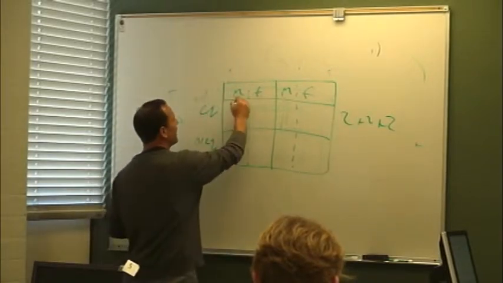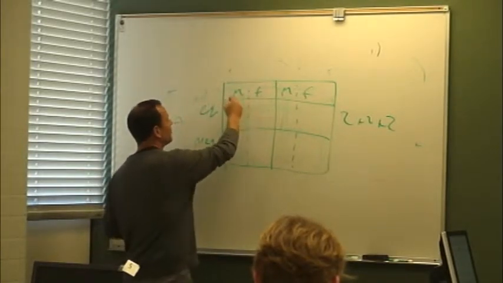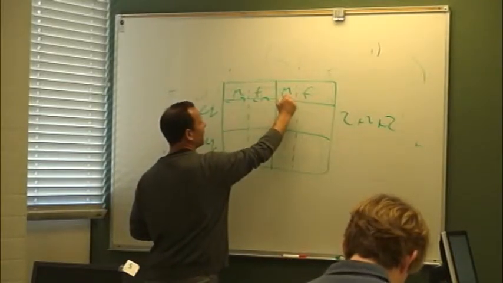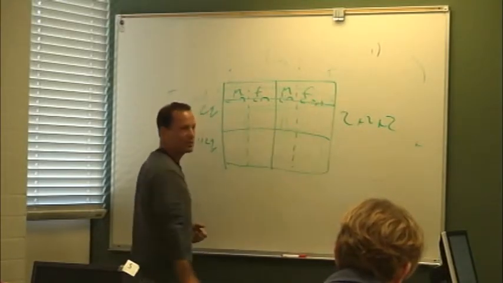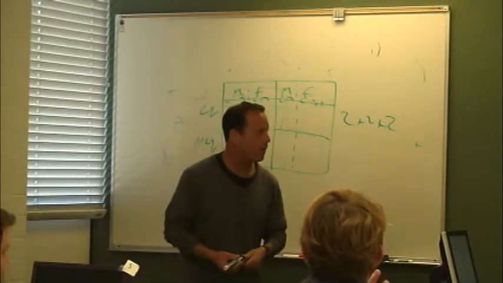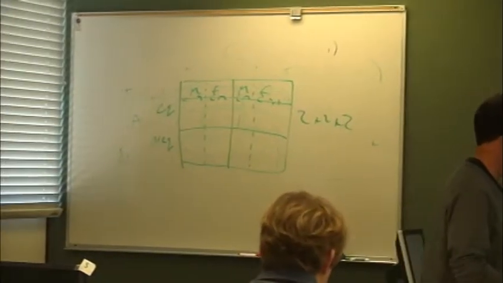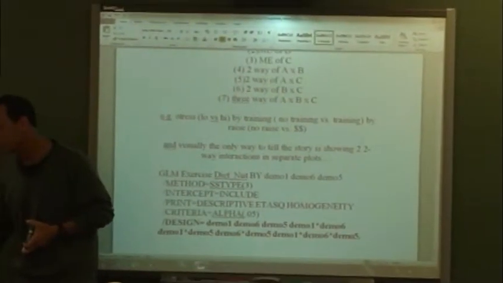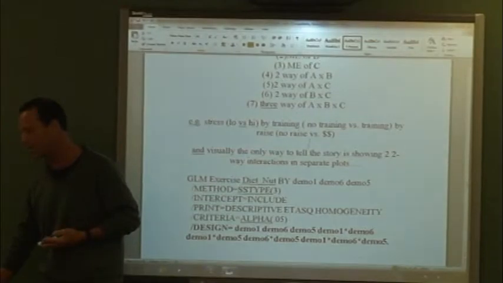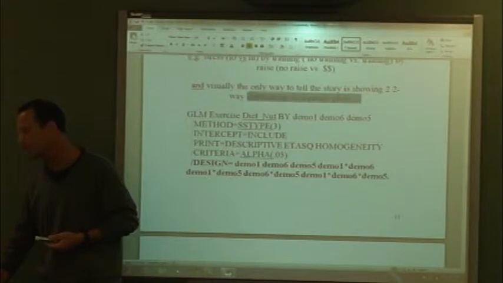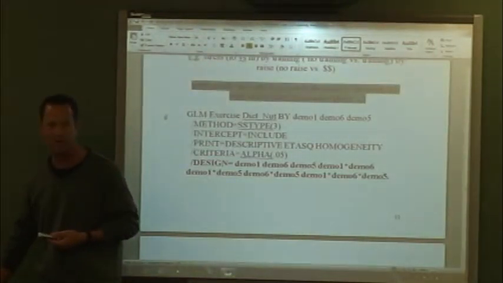And then you could have, within each of these males, maybe clerical versus management, clerical management, clerical management, something like that. It gets pretty complex. I had a few of these I had to test for my dissertation. So let's say we look at stress, by training, by raise, no raise versus raise. And visually, the only way to tell the story is showing 2 two-way interactions in separate plots. Otherwise, it gets very busy.